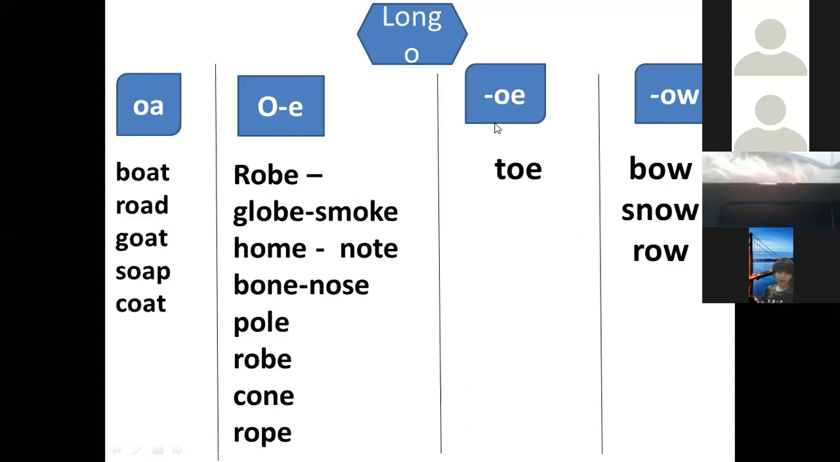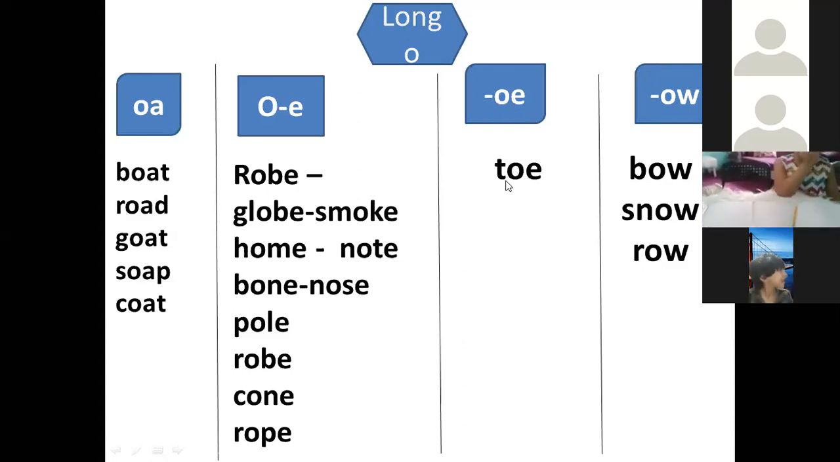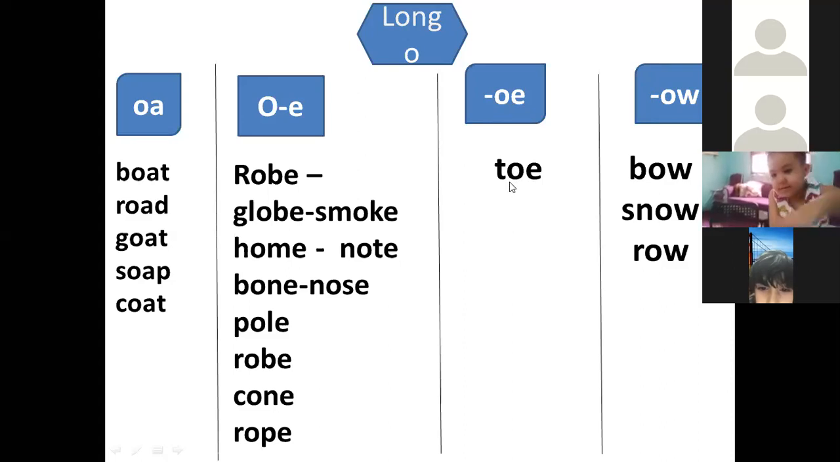Here for O and E closed, this is what Muhammad read. Tall. Rob. Again, Muhammad. T, O, silent E. It will be what? Toe. It is toe.